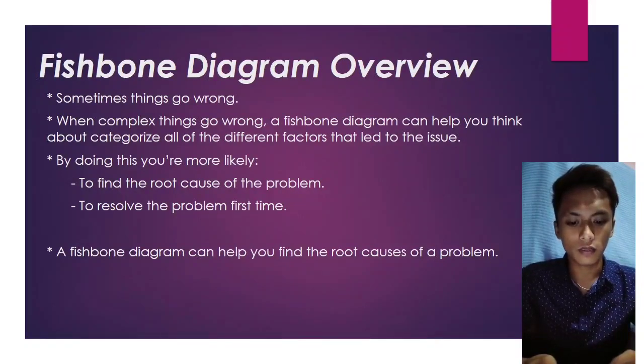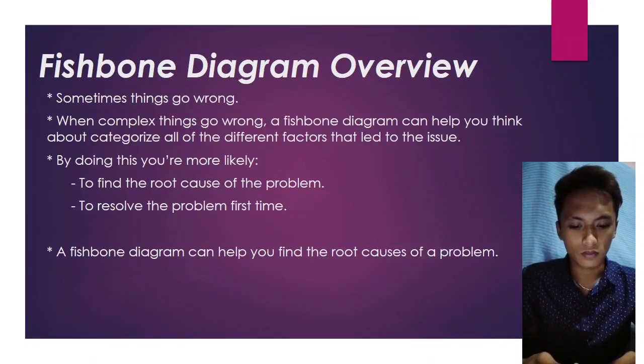No matter what line of work you are in, sometimes things go wrong. Some things that go wrong will be obvious and easy to resolve, while others will be more complex. When complex problems occur, a fishbone diagram can help you to think about and categorize all of the different factors that may have led to the issue.